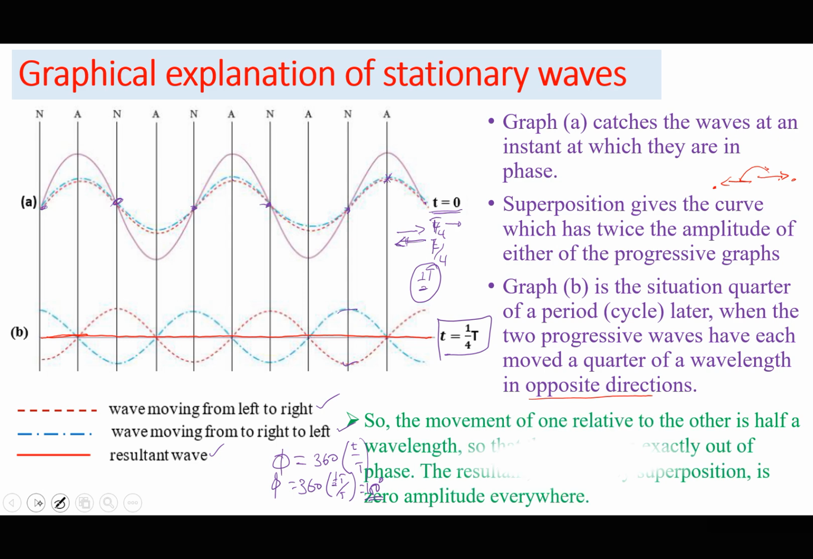So the movement of one relative to the other is half a wavelength. They are now half a wavelength apart. So the waves are exactly out of phase, or in antiphase. The resultant obtained by superposition is going to be zero amplitude everywhere. So at that instant, we shall see zero amplitude everywhere. That's why, from the previous animation on the previous graph, at some point we were seeing the line to be horizontal.